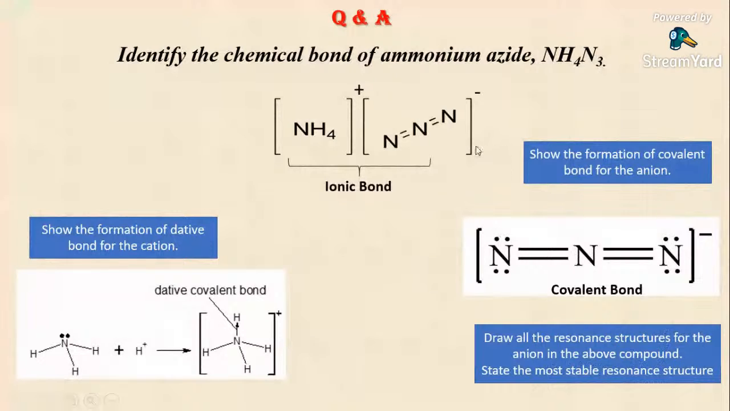So you know, even a simple structure and a simple question can ask many things. Of course, when the question asks you to show the formation of covalent bond for the anion, meaning you have to know how to draw the Lewis structure. So next we proceed.